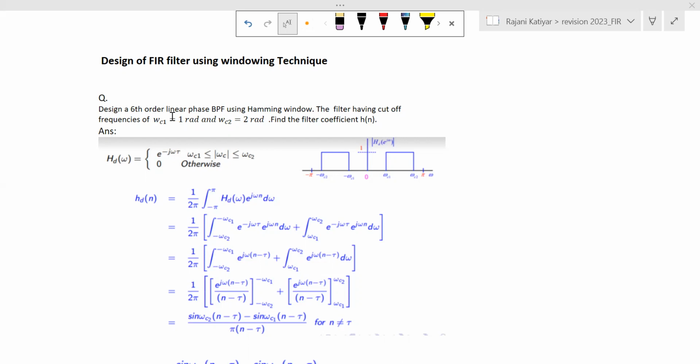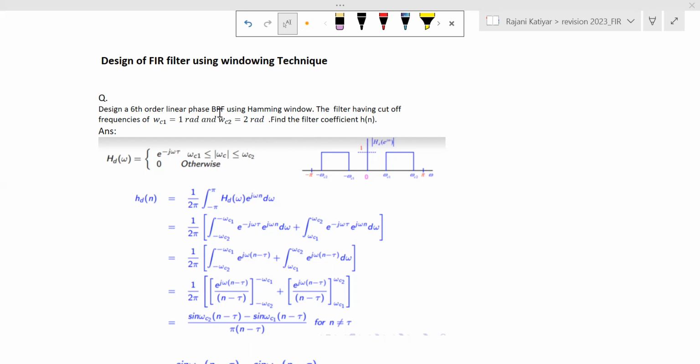Design a sixth order linear phase bandpass filter using Hamming window, the filter having cutoff frequency of omega C1 equal to 1 radian and omega C2 equal to 2 radian. Find the filter coefficients. As in the previous case, the very first step is to draw the characteristic of the filter based on the requirement of the given question.